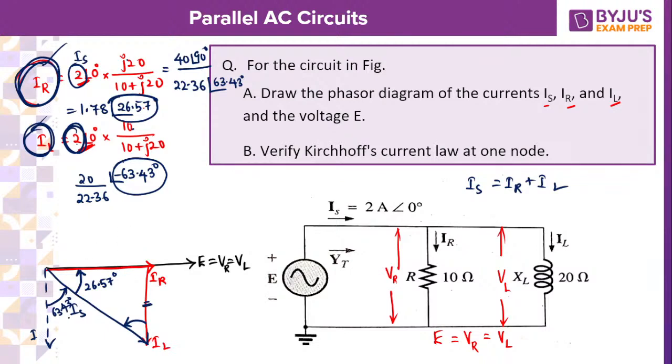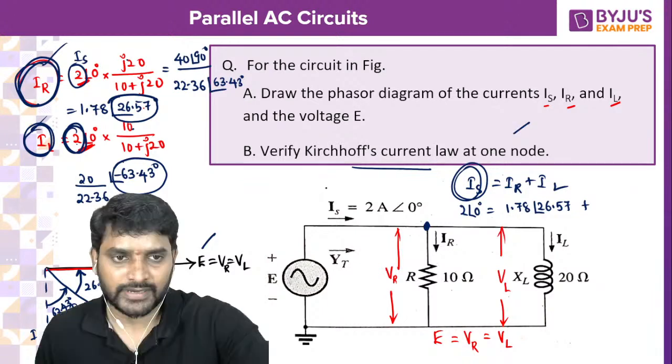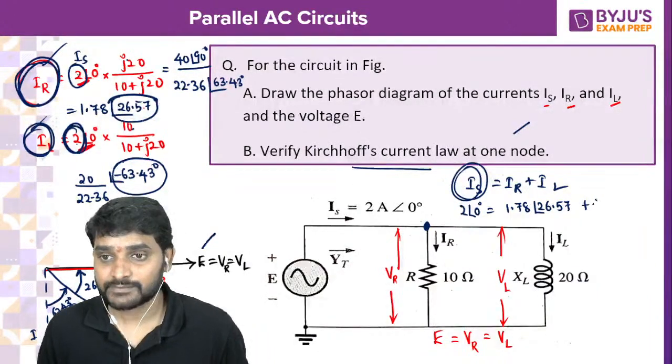Okay, so these are your phasors IS, IR and IL. Now verify Kirchhoff's current law at the node, at this junction. How to verify? 2 at an angle 0 is equal to IR plus IL. IR, how much have I got? 1.78 at an angle 26.57, plus IL, which is 20 divided by 22.36. I am getting 0.89 at an angle minus 63.43.